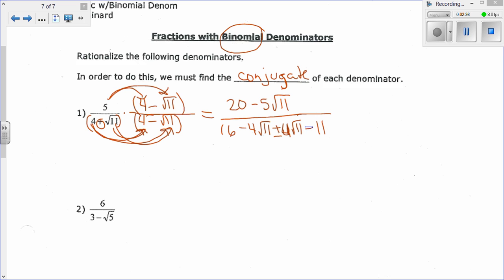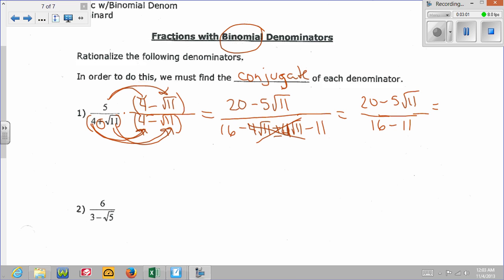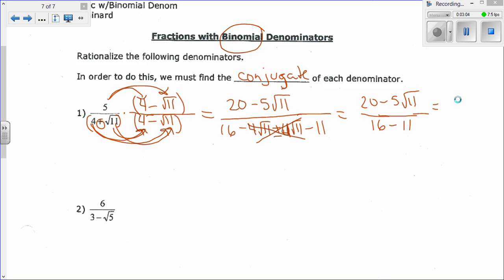And if you notice, I have a minus 4 radical 11 and a plus 4 radical 11, and they cancel each other out. So I have 20 minus 5 radical 11 over 16 minus 11. So I have 20 minus 5 radical 11 over 5.